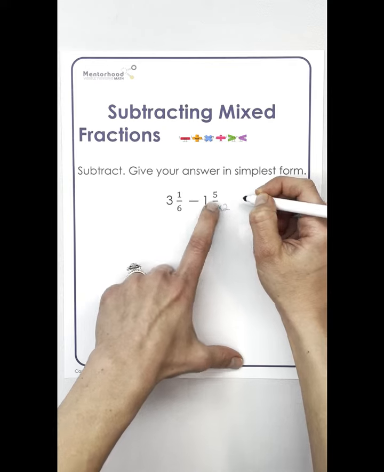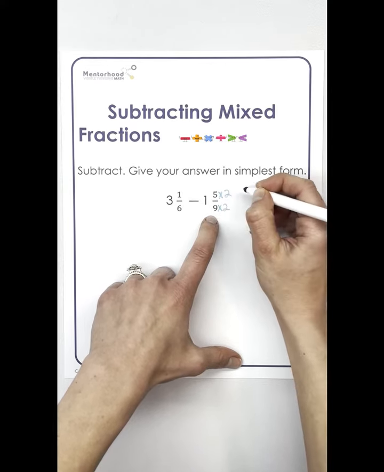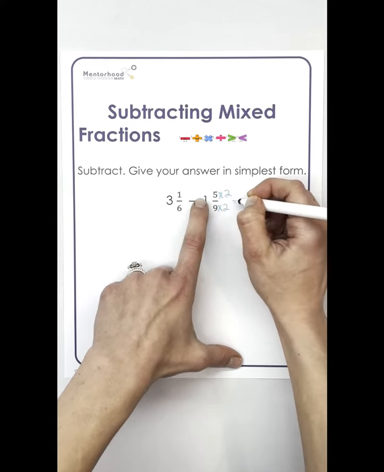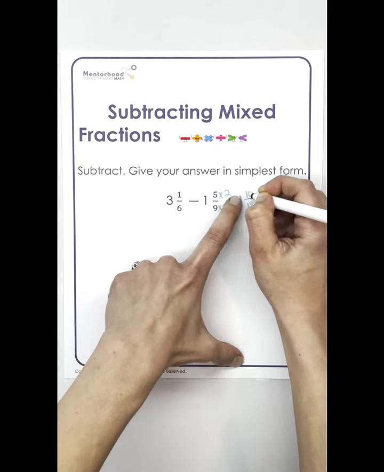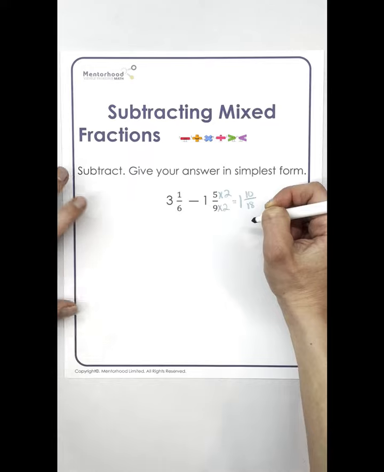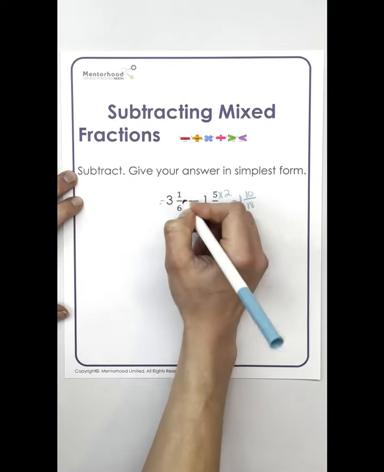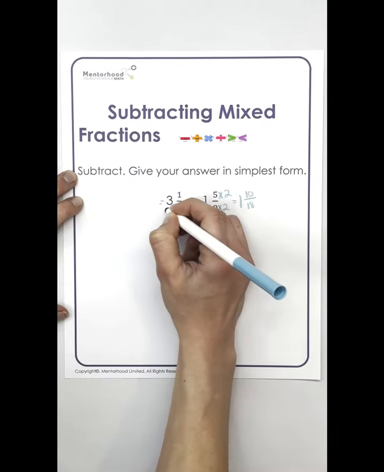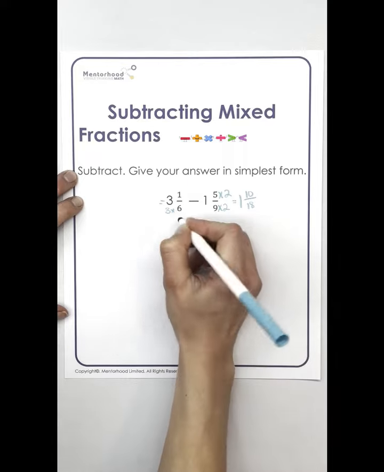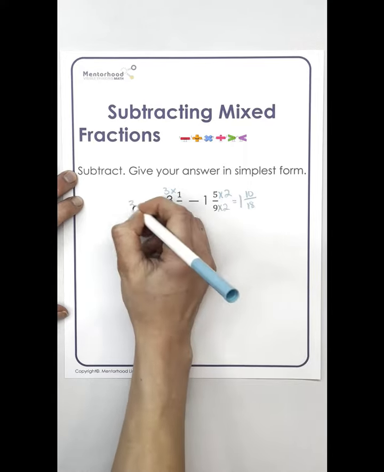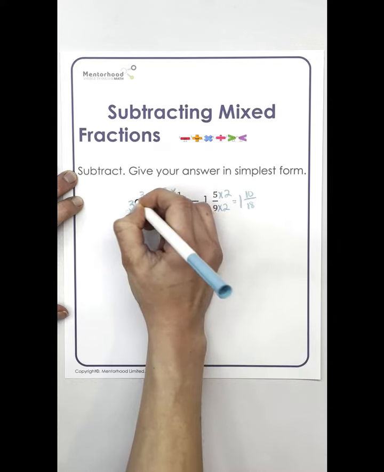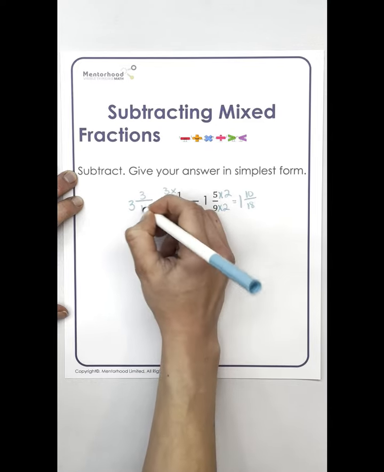Now whatever I do to the bottom, I have to do to the top of that same fraction, times 2. So this becomes 1 and 10 over 18. 5 times 2 is 10, 9 times 2 is 18. Now this one. How do I get to 18? I do 6 times 3. So whatever I do to the bottom, I have to do to the top. So 3 times 1, this one becomes 3. 3 times 1 is 3. 3 times 6 is 18.